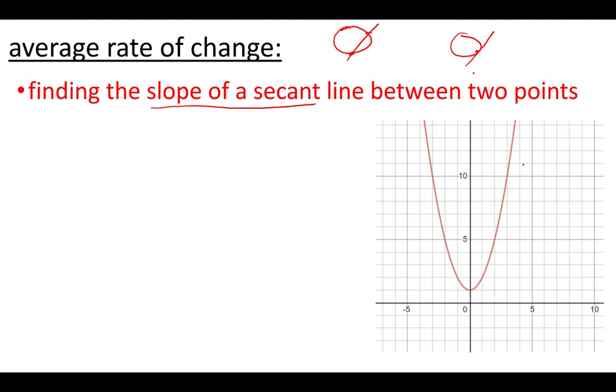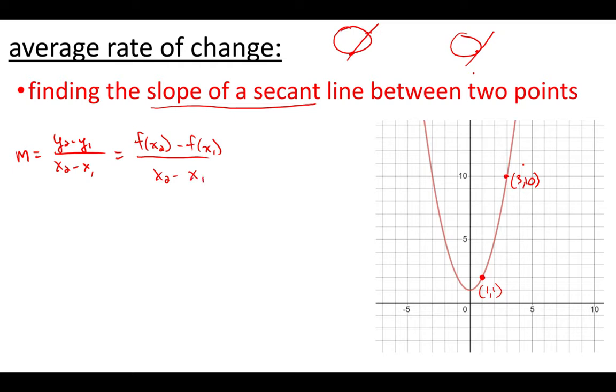All right, so for a secant line, let's say we're going to calculate the slope between the points (1, 1) here and the point (3, 10). Well, we have a good formula for this, our slope formula, y2 minus y1 over x2 minus x1. Another way of writing this in function notation would be f of x sub 2 minus f of x sub 1 over x sub 2 minus x sub 1. That would be another way of looking at that, right?